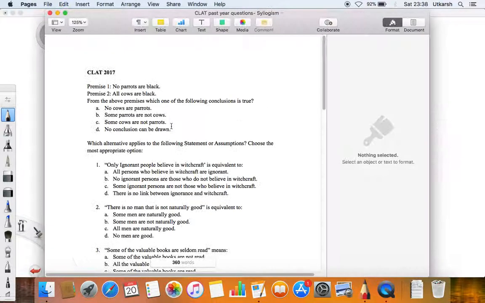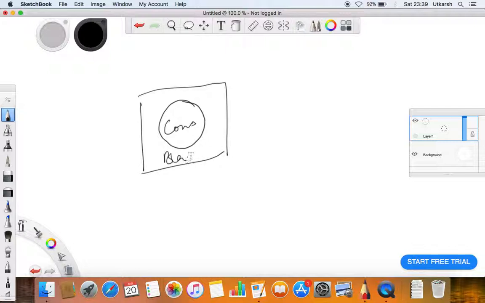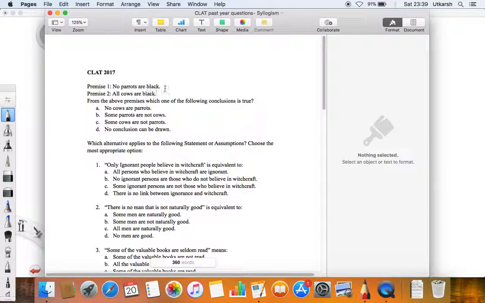Now let's see. No cows are parrots. Is this correct? Obviously no cows are parrots because parrots are outside this plate, right? Parrots do not come in this plate. This is the black plate. You get it? Wait, I'll come up with a better diagram. So let's make this cows, and I put this on the black table. Now it'll be easier to understand. And this is parrots, which is outside the table. So are cows parrots? No, because parrots are not on the black table, and all cows are on the black table. So is this correct? Yes, this is correct because no cows are parrots.